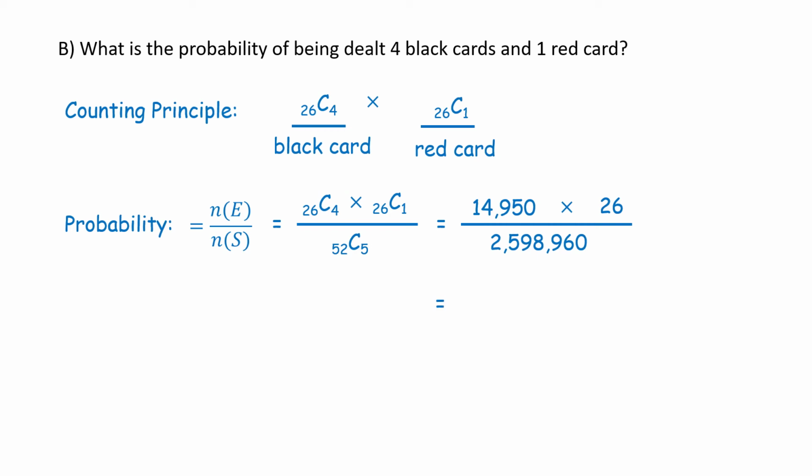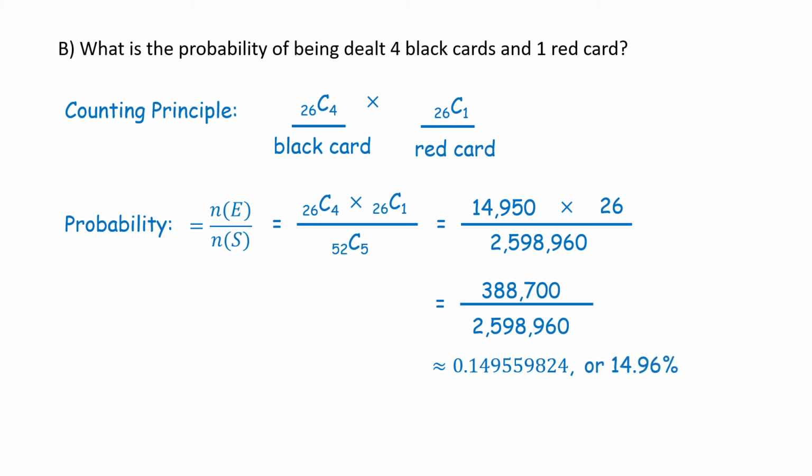2,598,960. The product of the two terms in the numerator is 388,700, and we'll divide that by the 2,598,960. This is approximately 0.149559824. You can express that in percentage form as well, and that would be 14.96%.